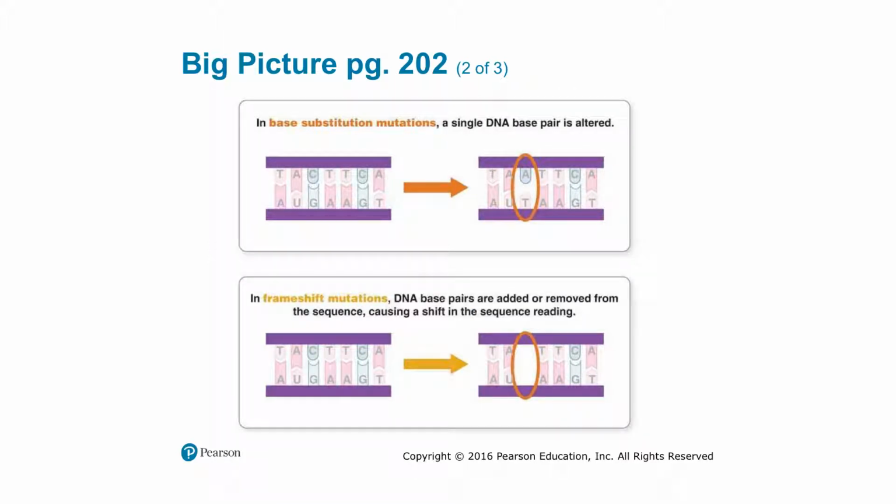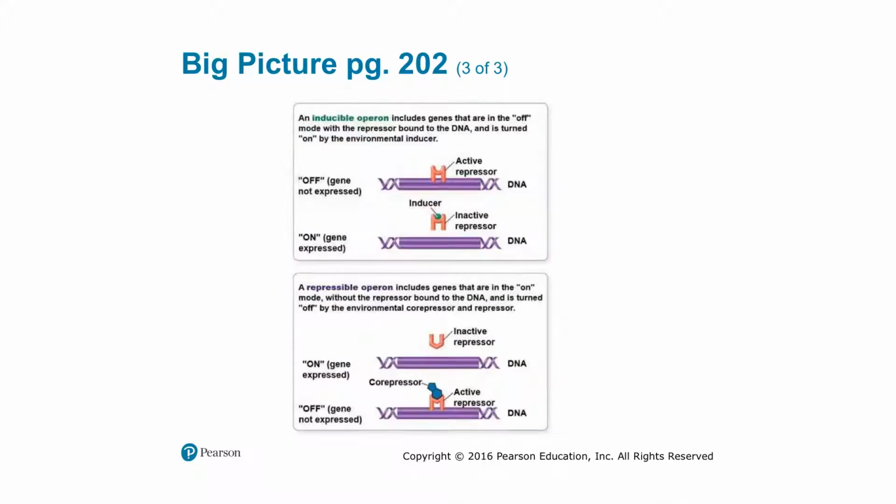And so here we have a couple of different mutations. We can have a base substitution mutation where we go from a C and a G right here in this third position to an A and a T. We can also have a frame shift where the DNA base pairs are added or removed from the sequence, causing a shift in the sequence when it actually reads the sequence and converts it to amino acids.